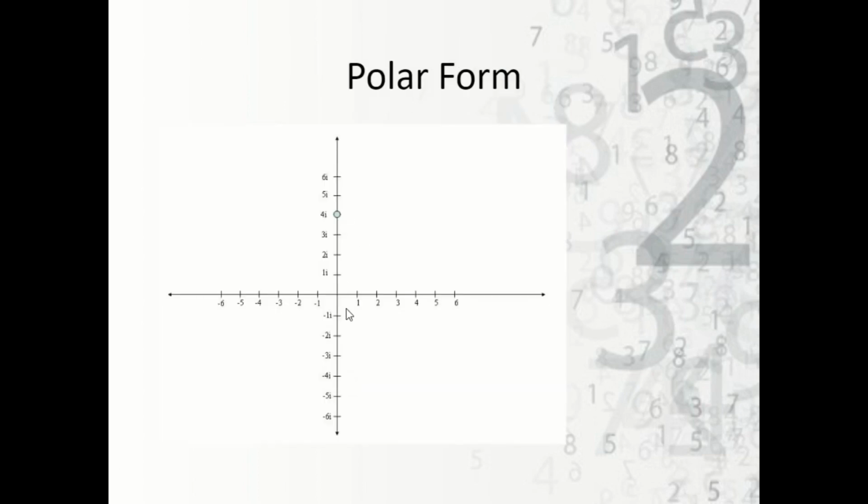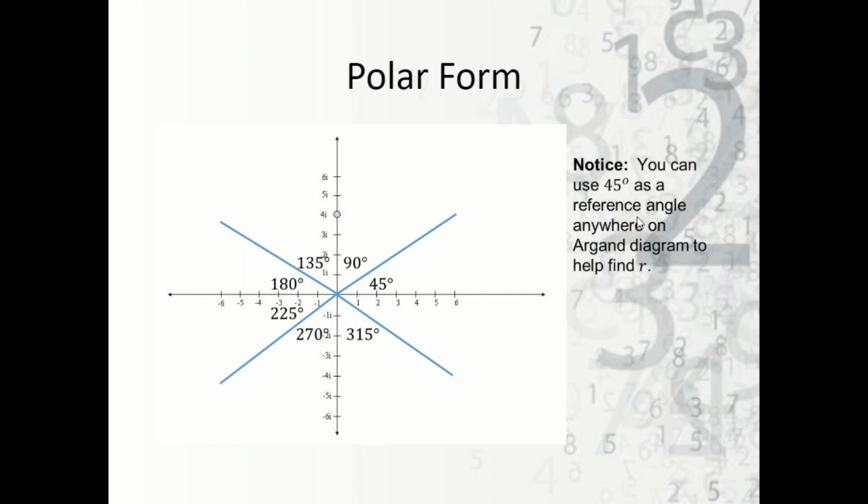So we have our Argand diagram here. This is 90, this is 180, this is 270. Now from that, we could break this up. Let's say that this is 45, 135, 225, and 315. Let's say that our point was somewhere out here. Therefore, we would say that our theta value is 315 degrees because we always rotate all the way around to that point. So we can use 45 degrees as a reference angle anywhere on the Argand diagram to help find theta. We could also use 30-degree angles or 60-degree angles as well.